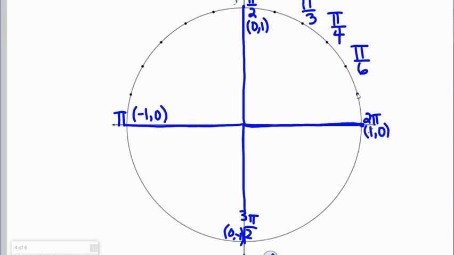Okay, now how about the rest of these? Well, pi over 6 corresponds with 30 degrees, right? So if I draw in, and I won't do this for everyone, I'll just do it for this first one, this one is 30.